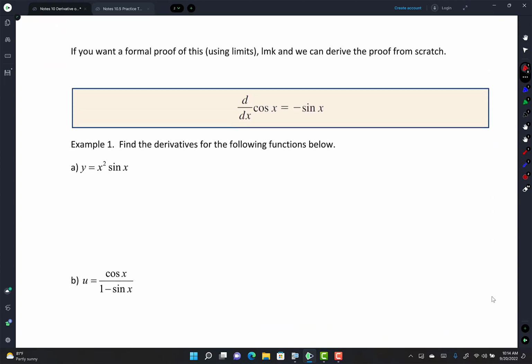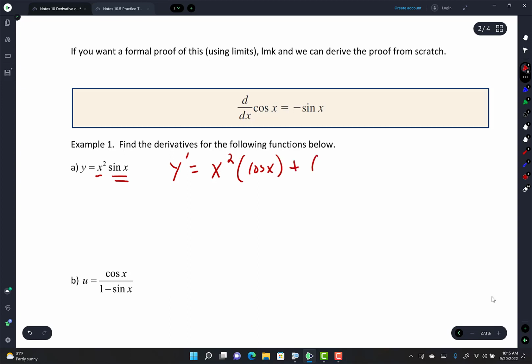Look at the first one. Y equals x squared sine x. I have to take a derivative. What rule do I have to use? Well, it's a power rule, but in combination with the product. Underline the x squared, double underline the sine x. So my x squared is the first, the sine x is the second. So I'm just going to do plain old product rule. First, x squared times derivative of the second. What's the derivative of sine x? Cosine x. Plus the second, sine x.